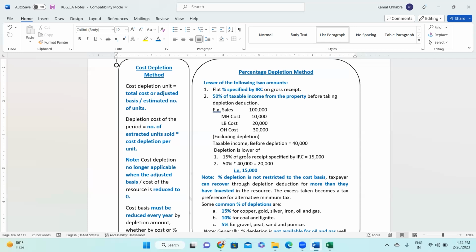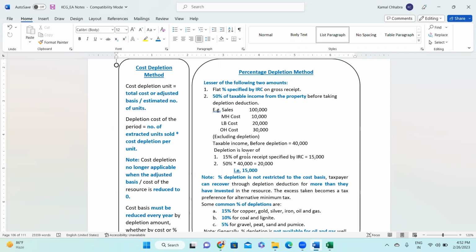So your depletion expense will be $15,000. Make sense? Yes, sir. So this is how we need to use the percentage depletion method. If we are using the percentage depletion method, then this is how we need to do the calculation to identify the amount for depletion expenses.